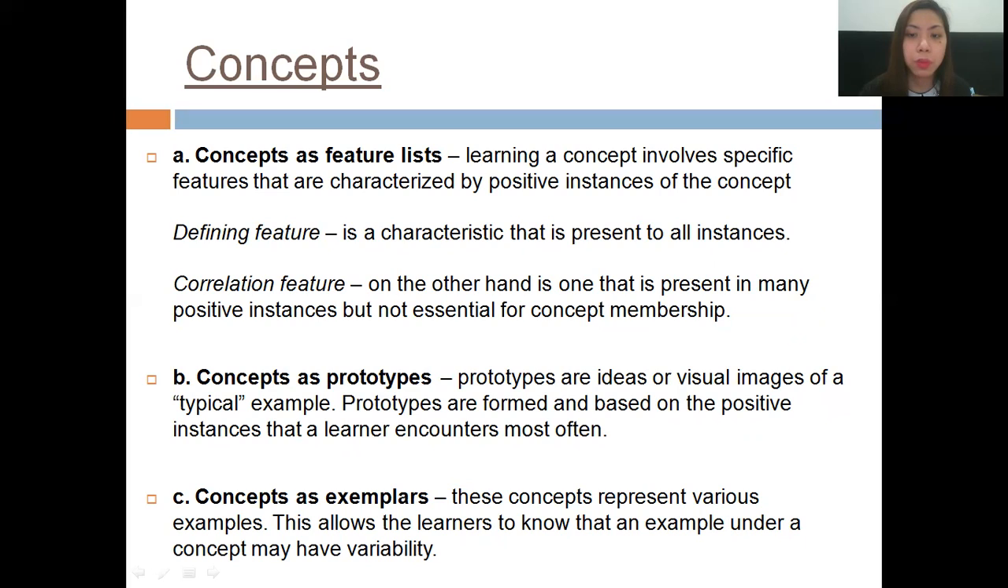Then we have concepts as exemplars. These concepts represent various examples. This allows the learners to know that an example under a concept may have variability. For example, a learner's concept of citrus fruits like orange, dalandan, and lemon. When the learner encounters a manatsu, the learner would search from the examples and associate it to the most similar fruit that he knows, which is orange.